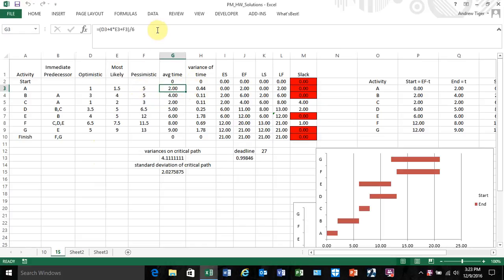The formula for average, say weighted average, is 1 part optimistic plus 4 parts most likely plus 1 part pessimistic, divided by 6. Copy that down. The formula for variance is the pessimistic minus the optimistic, squared, divided by 36. You can copy that down.